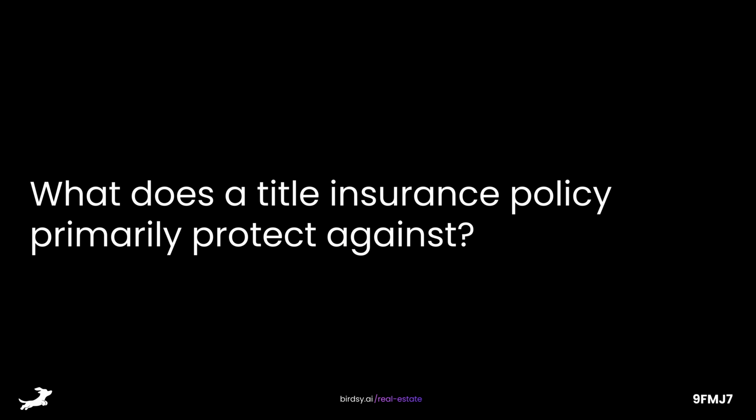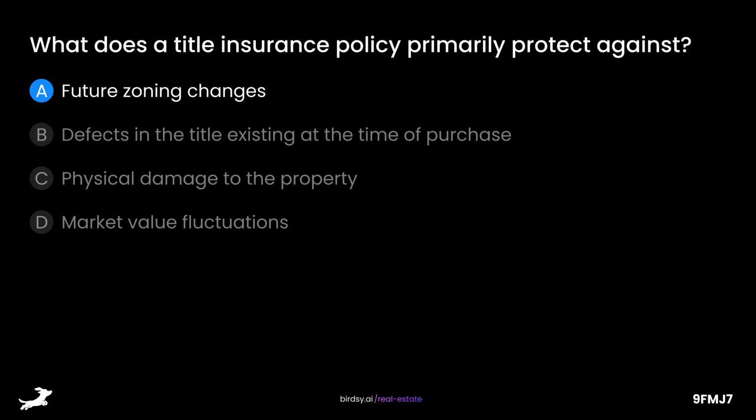What does a title insurance policy primarily protect against? Is it A, future zoning changes, B, defects in the title existing at the time of purchase, C, physical damage to the property, or D, market value fluctuations? The answer is B, defects in the title existing at the time of purchase.